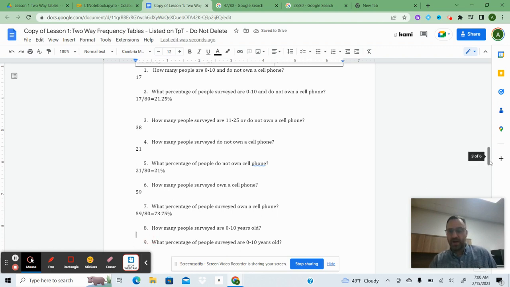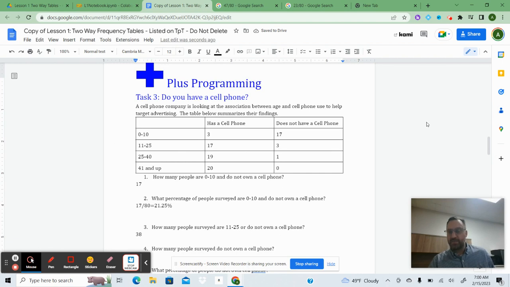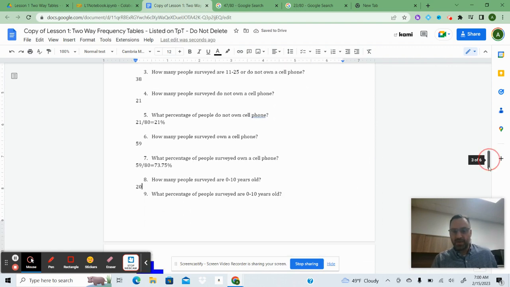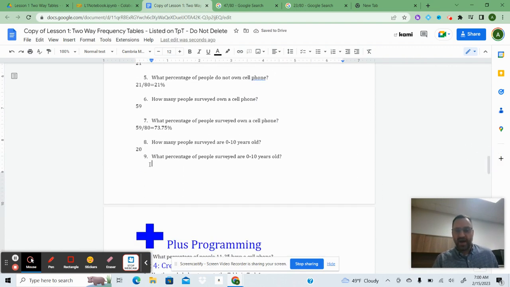How many people surveyed are 0 to 10? So I add that up. That's 20 out of the 80. So here we have 20 people. What percentage is that? Again, how I get that, I go 20 divided by 80. And then if I do that as a percent, that gives me 0.25 or 25%.